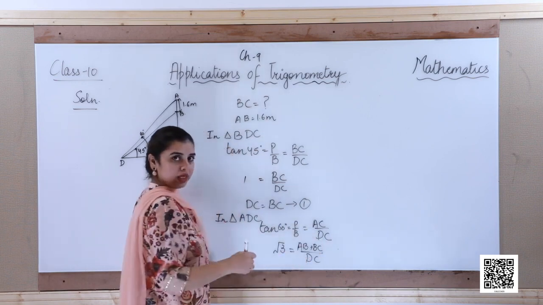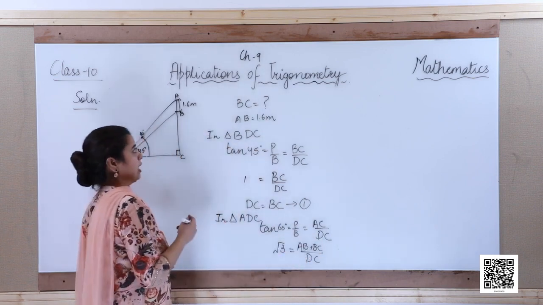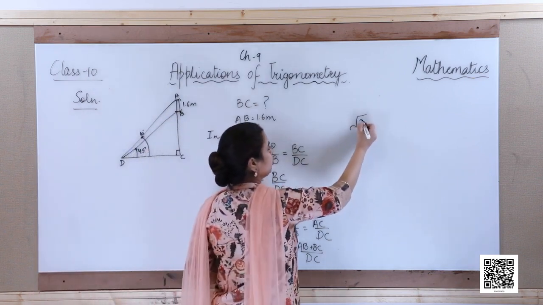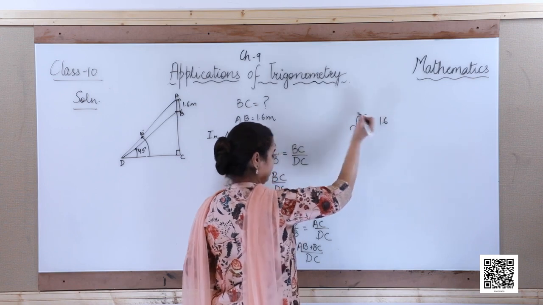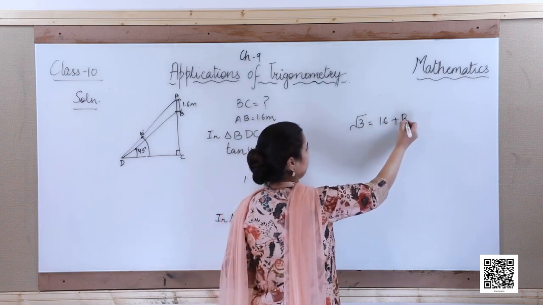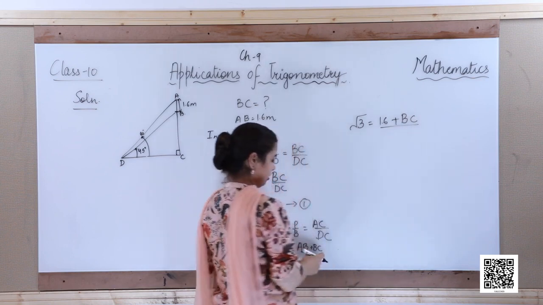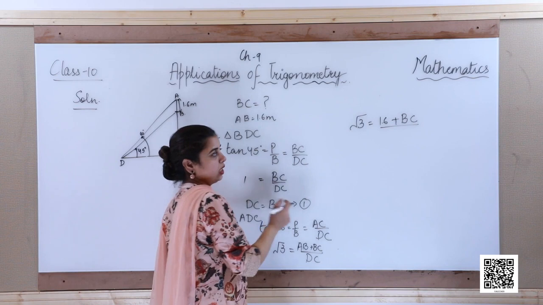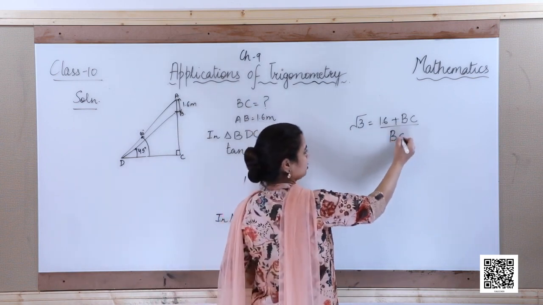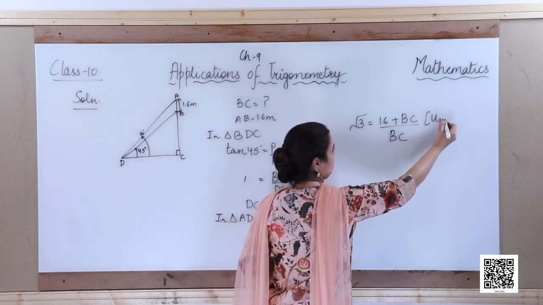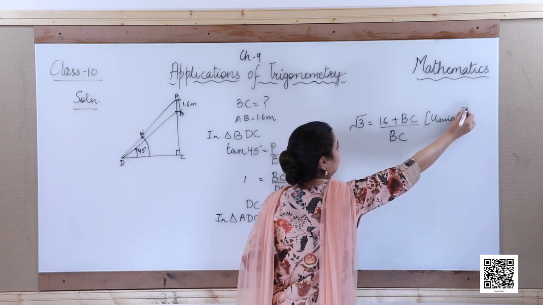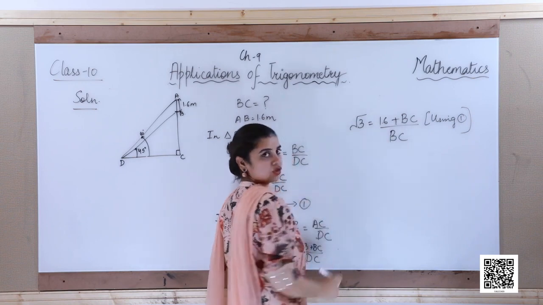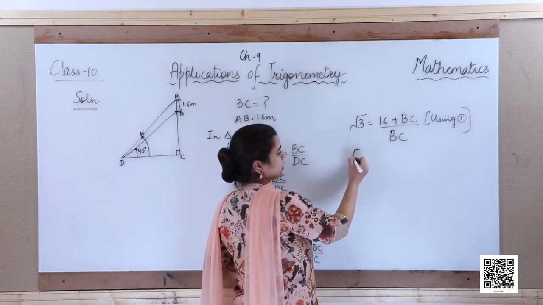Now out of the two things, do we know the value of anything? Yes, we know the value of AB. So I can write √3 is equal to 1.6 plus BC upon DC. Now we already know that DC is equal to BC. So can I replace it? Yes, using statement 1. So you can see that this is an equation with only one variable, that is BC, which is unknown. Let us try to solve this.